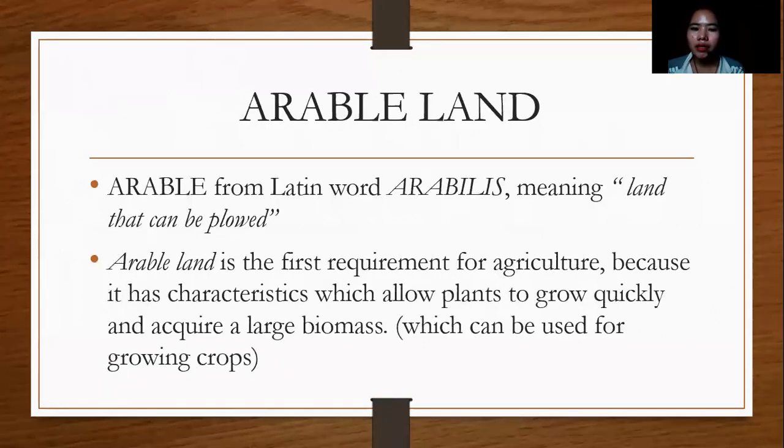So arable land. Arable comes from the Latin word arabilis, meaning land that can be plowed, which means pwede siyang tamnan ng mga magsasaka. So arable land is the first requirement for agriculture. The reason is it has the characteristics to allow plants to grow quickly, which means mabilis yung pag-grow ng mga pananim and acquire large biomass, which can be used for growing our crops.